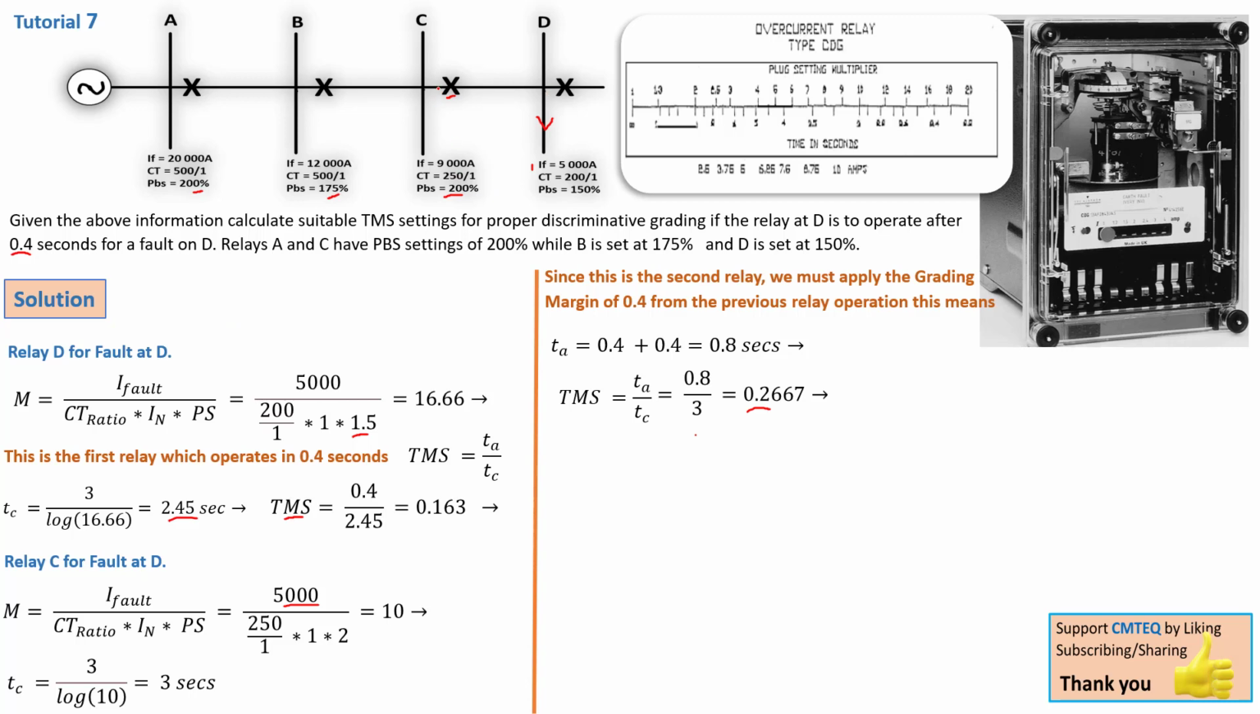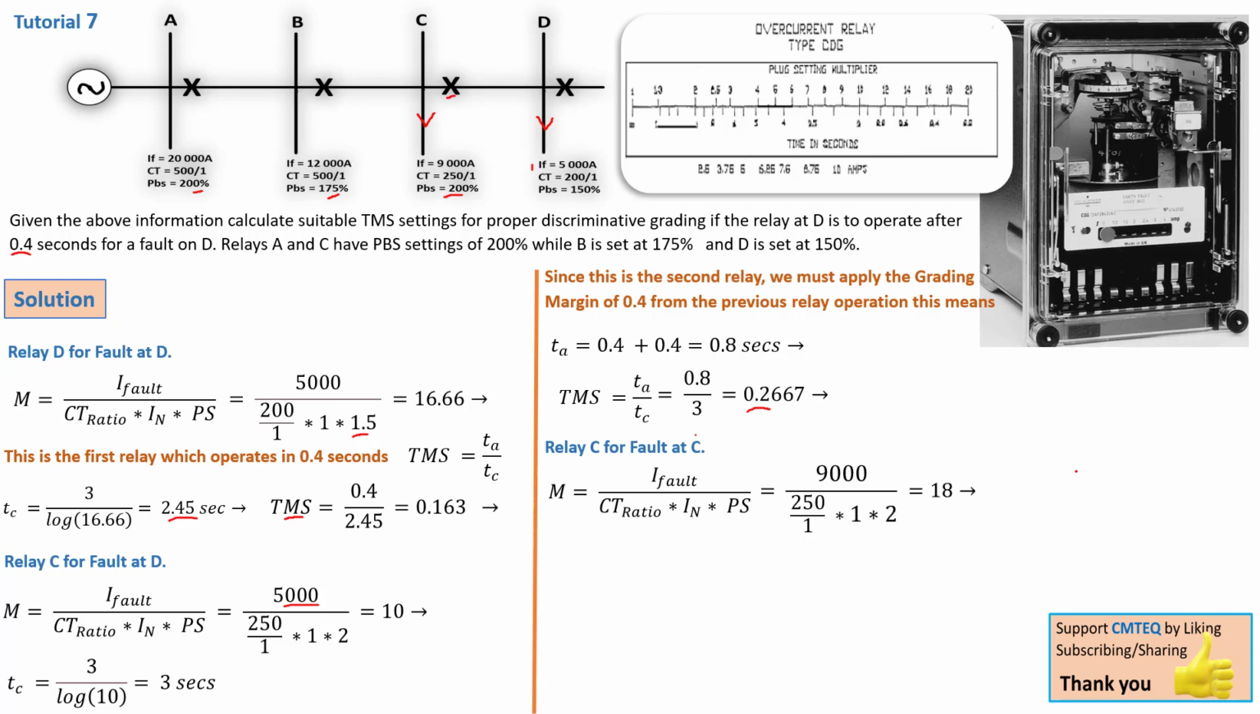But now we need to calculate this relay's parameters for a fault on C. And that fault is 9,000 amps. So we have to repeat the same calculations, this time using this current here.